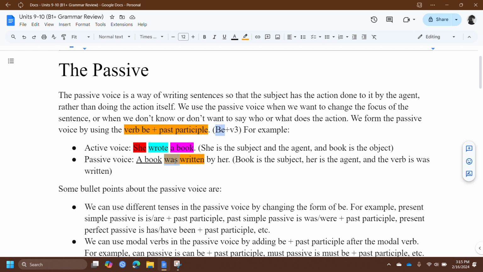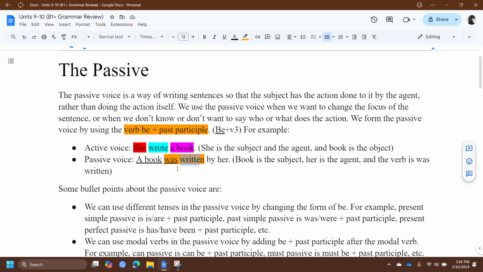Be has different forms in different tenses. We choose the form of be based on the tense of the active sentence. The active sentence, guys, was in the past simple, and here I'm bringing was, which is a be verb in the past simple tense. We also have were here, but we're not choosing were because it doesn't agree with our subject, which is a book. So we're going to choose was.